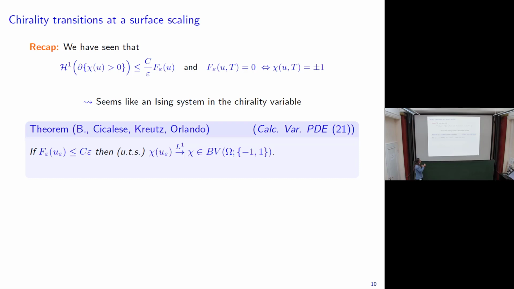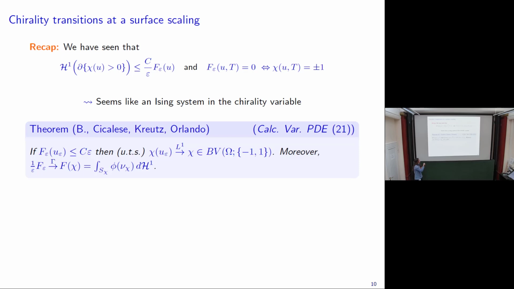So if your sequence u epsilon satisfies an energy bound which goes like this, so you are allowed to deviate from your ground state by an amount of epsilon, you already have a meaningful scaling. You get that, up to subsequences, your chirality will converge to a BV function which takes values only plus and minus 1, so exactly your minimum values. BV functions have already been introduced before, but in this case it's, if you want, a partition function taking values -1 and 1. And moreover, you can prove a Gamma-convergence result.